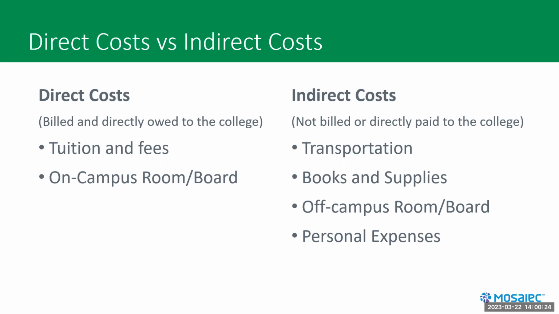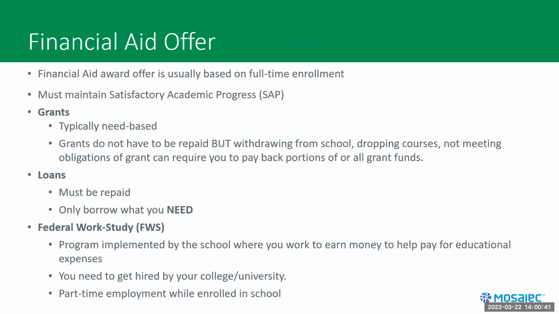Having a meal plan, that would be a direct cost. If you're living off campus in your own apartment or an apartment with a roommate, things like that, then you are normally responsible for your own food, unless you were to get some type of commuter meal plan, if your school offers that.